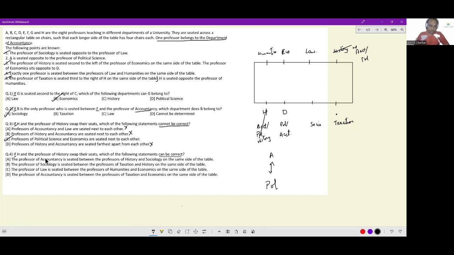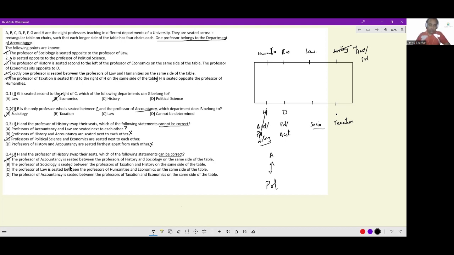First is, the professor of accountancy is seated between the professor of history and sociology on the same side of the table. Between history and sociology, and D is here. If D was the professor of accountancy, H was the professor of pol science. So D, the professor of accountancy, can be between history and sociology. So this can be correct. And because this can be correct, this has to be the answer. We will also check other options to put our mind at ease.